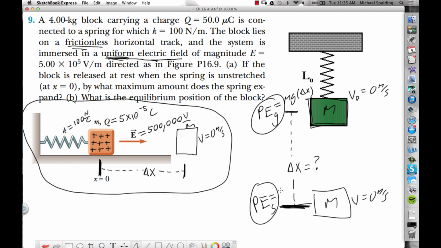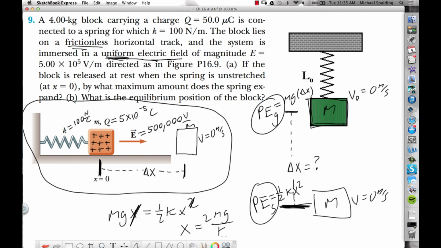And then who remembers the equation for the energy of a spring? Nice. 1/2 kx squared. So you set those equal to each other. You get mgx equals 1/2 kx squared. One of the x's will cancel. So then x is going to be 2mg over k.